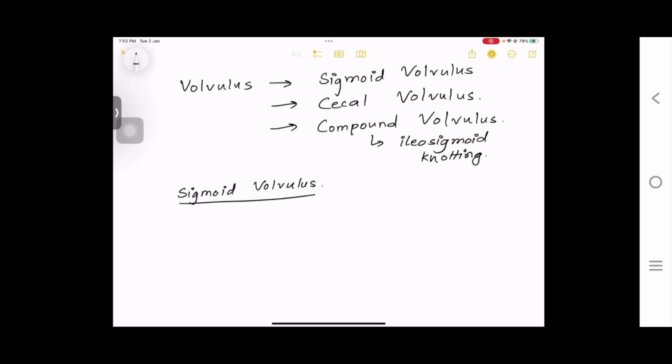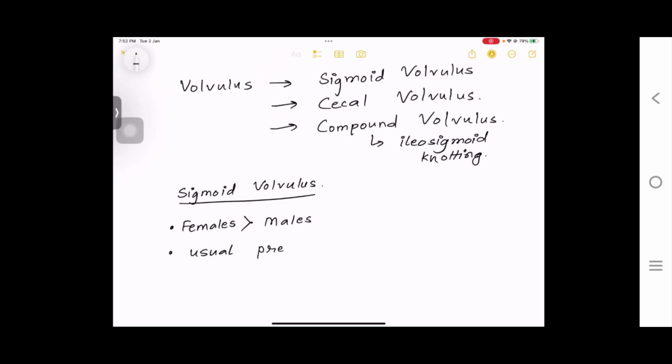Now there are three types of volvulus: sigmoid volvulus, circumvolvulus, and compound volvulus. What happens in compound volvulus? There is iliosigmoidal knotting. Most common is the sigmoid volvulus and the most rare is the cecal volvulus. Now let us study about the sigmoid volvulus in a bit details.